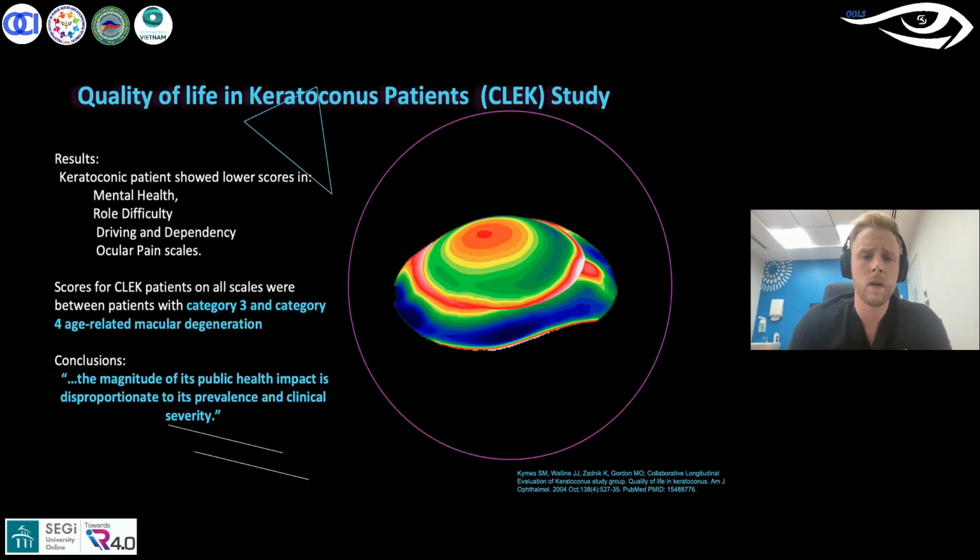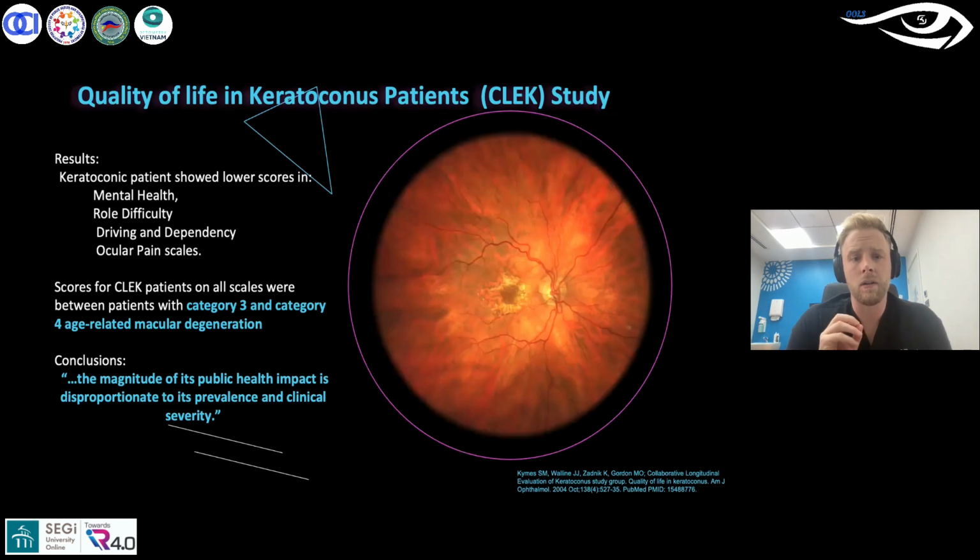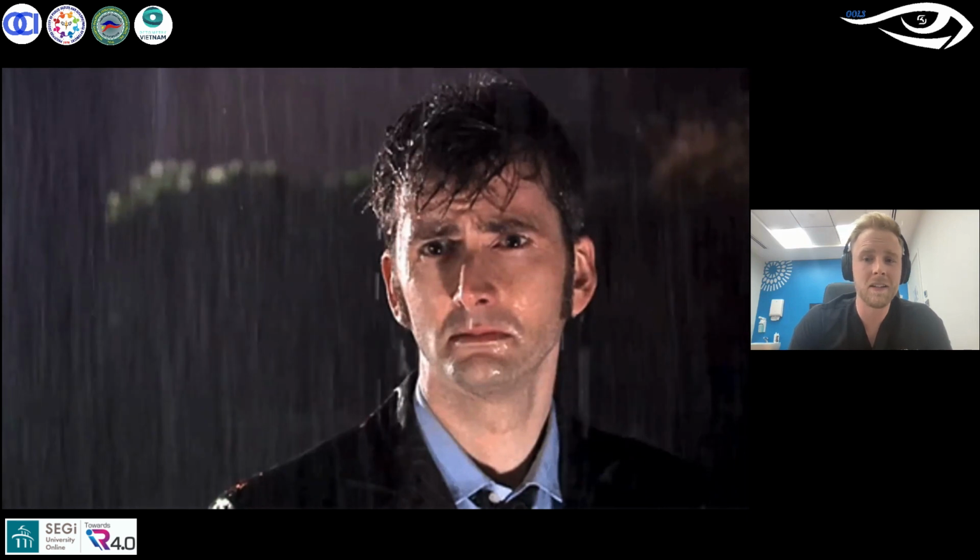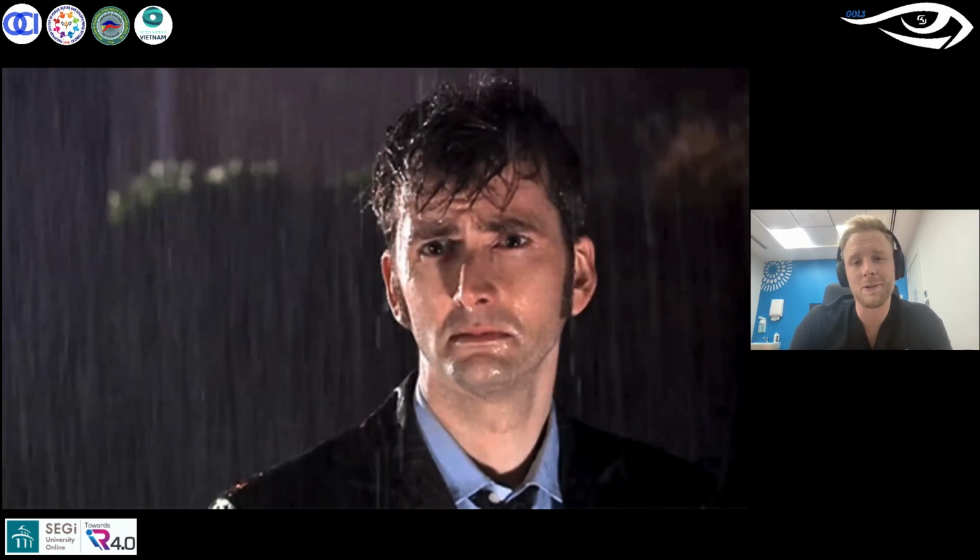So you've got to remember that these patients can be a little bit lost, and they can feel a little bit deflated before they turn up to your clinic. So quite often the patients come in and it's a little bit doom and gloom, but don't worry, you're there to try and help them. And remember that we can do a lot for keratoconic patients.